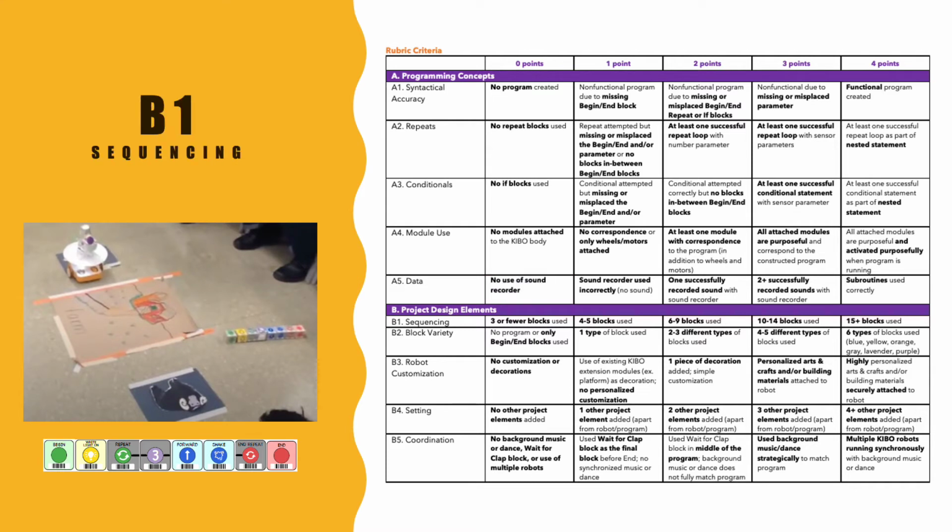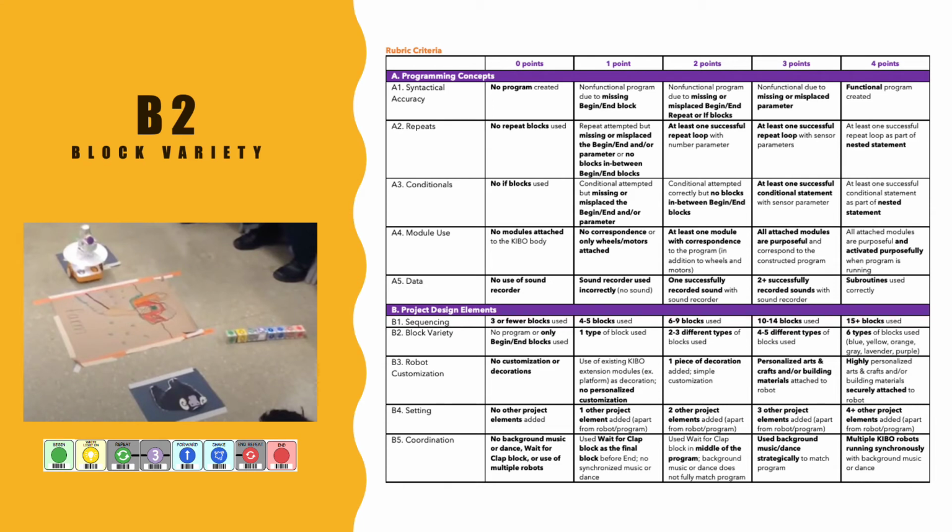Now let's look at the project design elements. The first criterion in this category is sequencing, or the total number of blocks in the program. In this example, there were 8 blocks in the sequence, so the total score for B1 is 2 points.